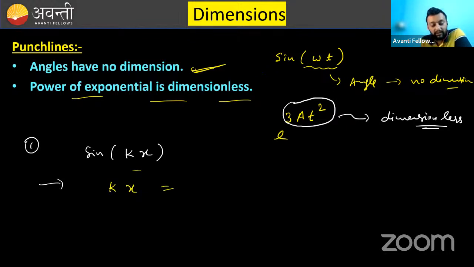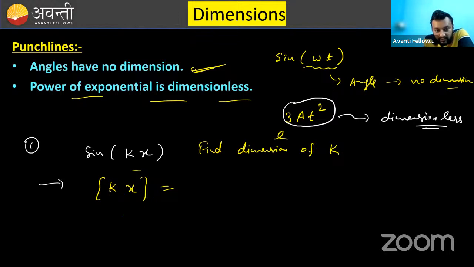Okay, Chichuni says dimensionless. Now listen to me very carefully. This is a very fundamental thing. The kx will have no dimension. Clear? The angle has no dimension. That means k into x has no dimension. But they are asking the dimension of k only. Find the dimension of k. So the dimension of k will be 1 over the dimension of x. Can you see that? X can be transferred here.